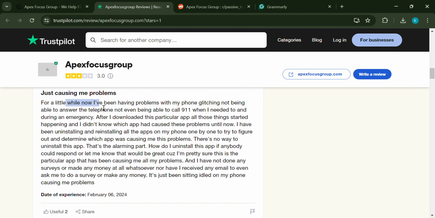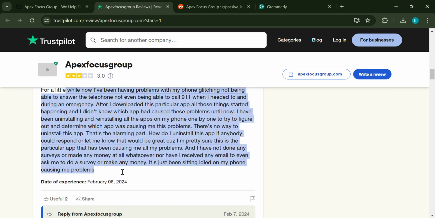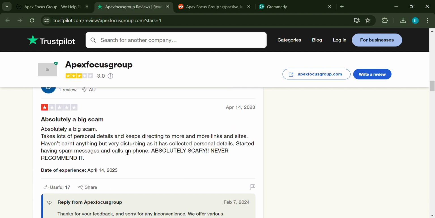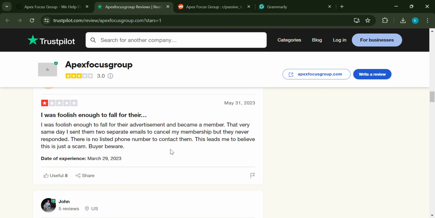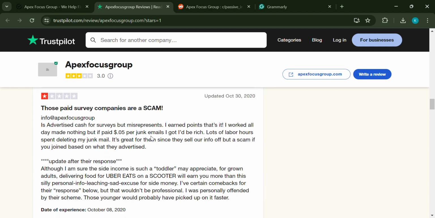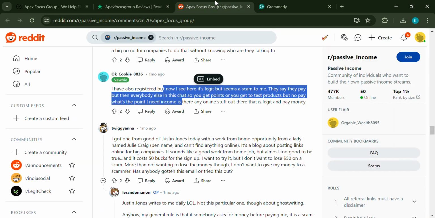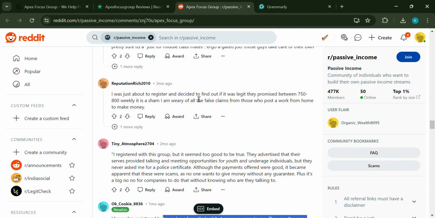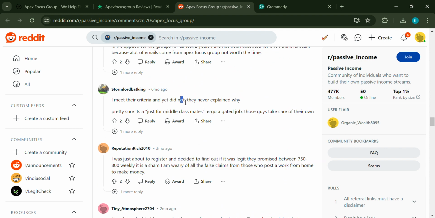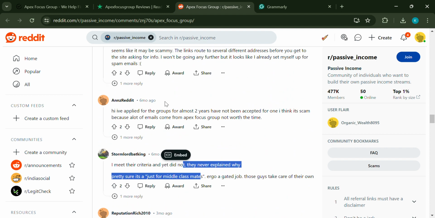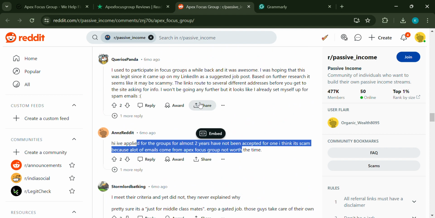Then there's the whole data thing. Signing up for these focus groups often involves giving up a lot of personal information, way more than just your name and age. We're talking birth dates, even bank details in some cases. And the scary part is, there's not a lot of transparency about what they do with all this data. Is it safe? Are they selling it to third parties? Not a great feeling.